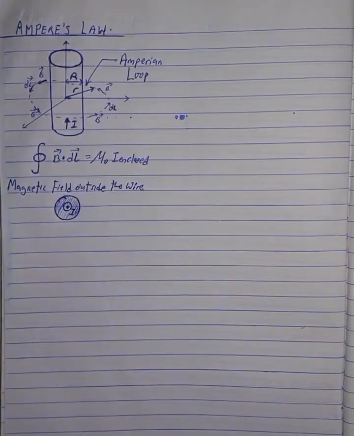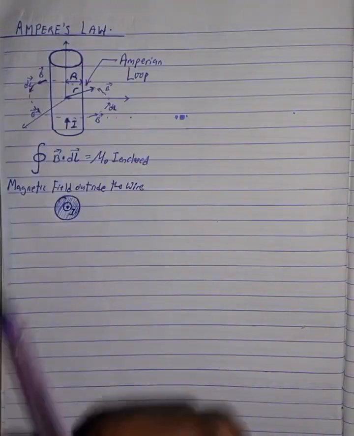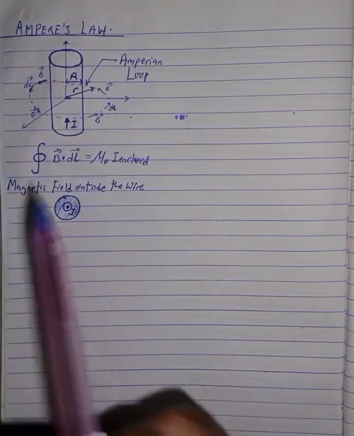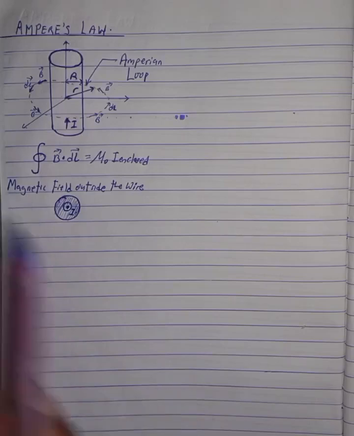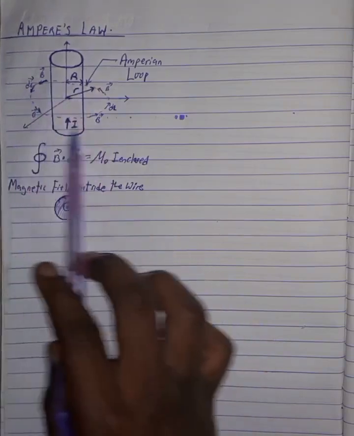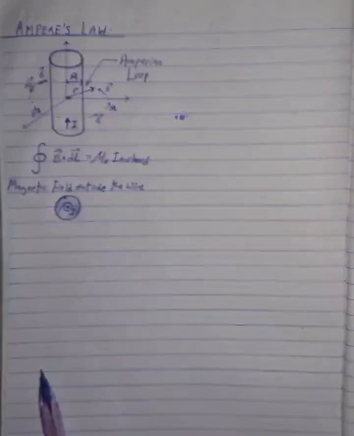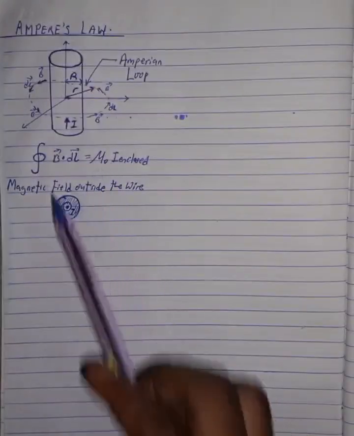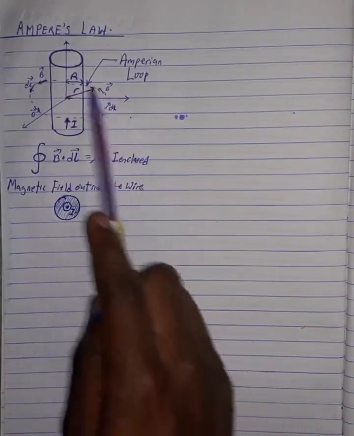We know that already. Now, according to Ampere's law, this law relates magnetic field and electric current together, but it is around a closed loop like this. Altogether, it relates what? Magnetic field and current around a closed loop.